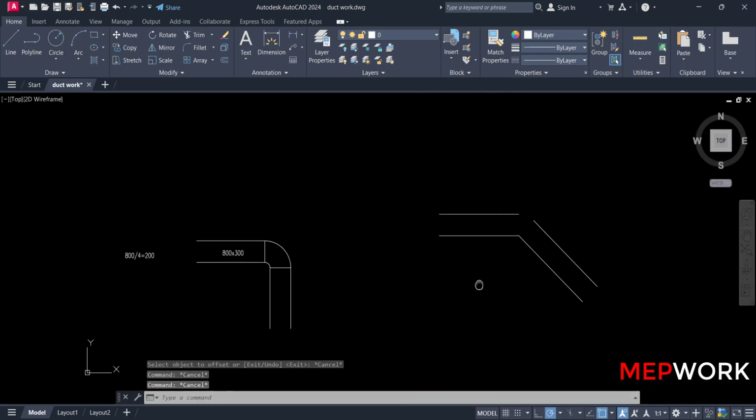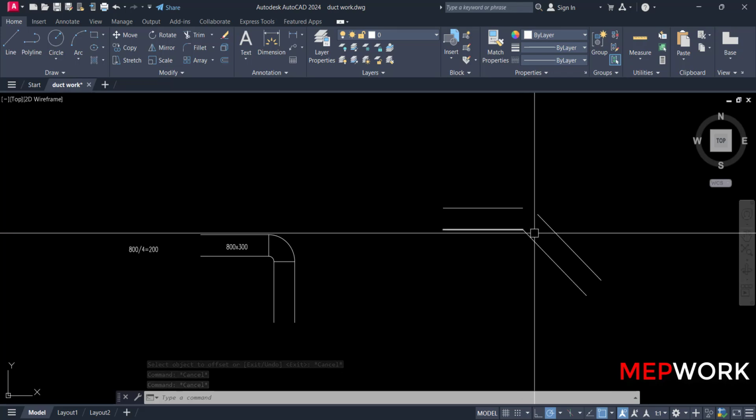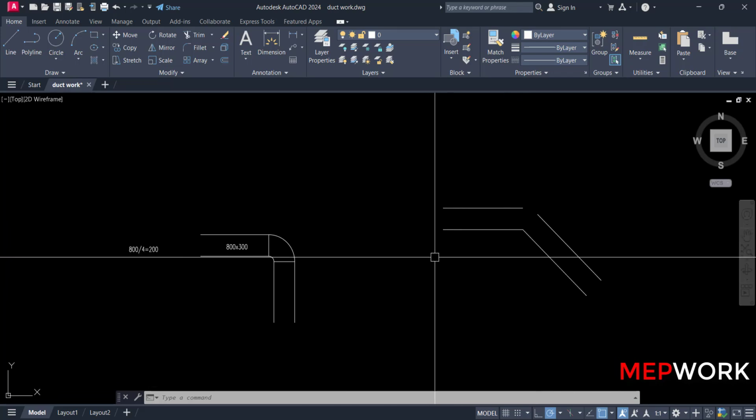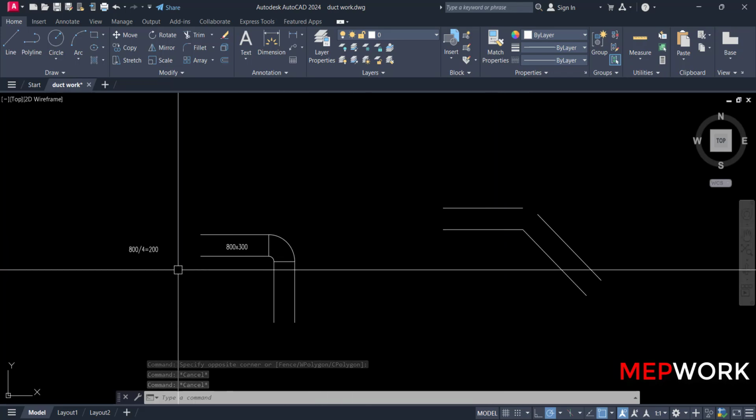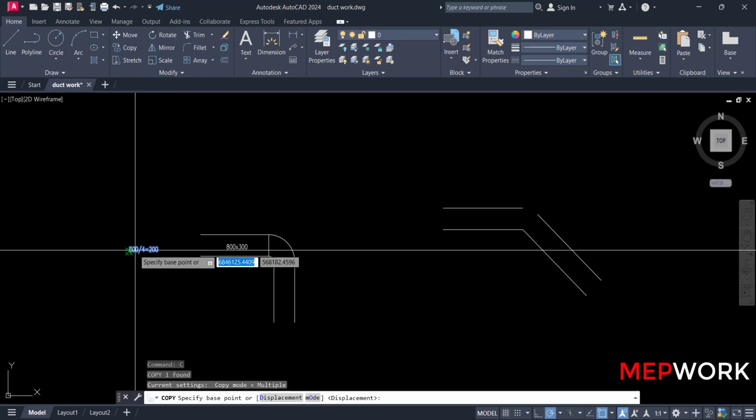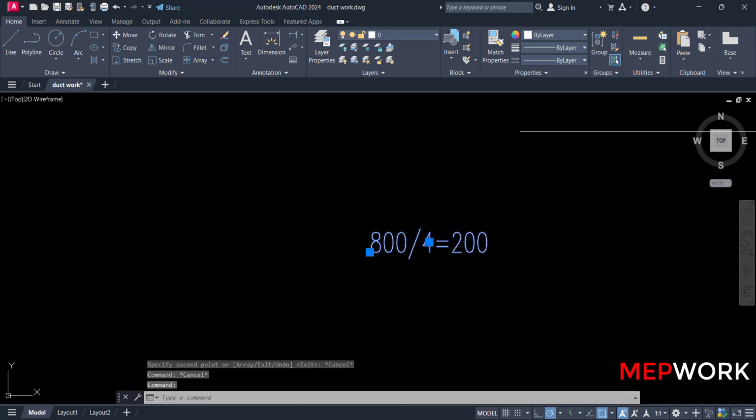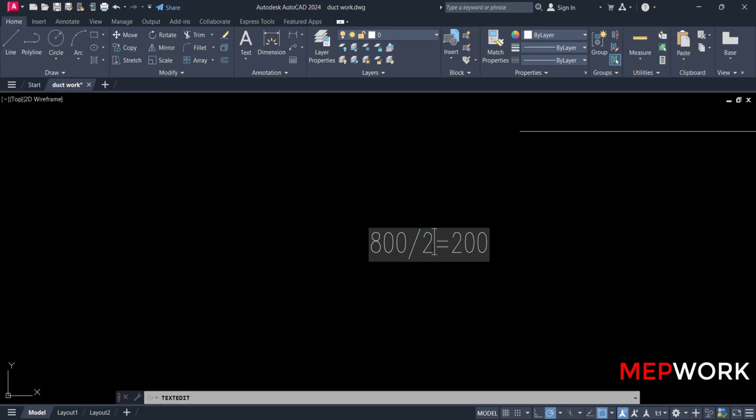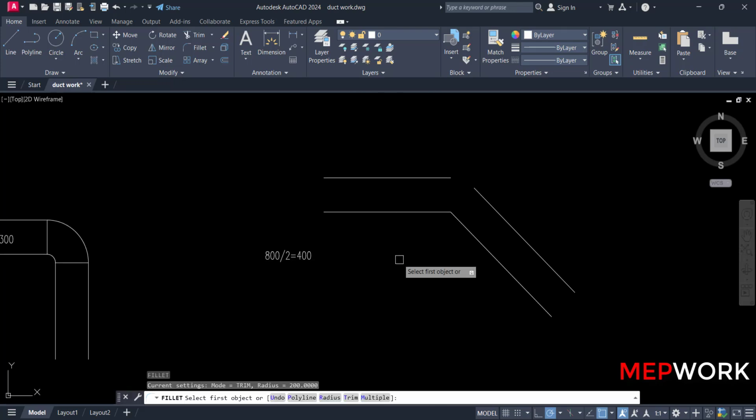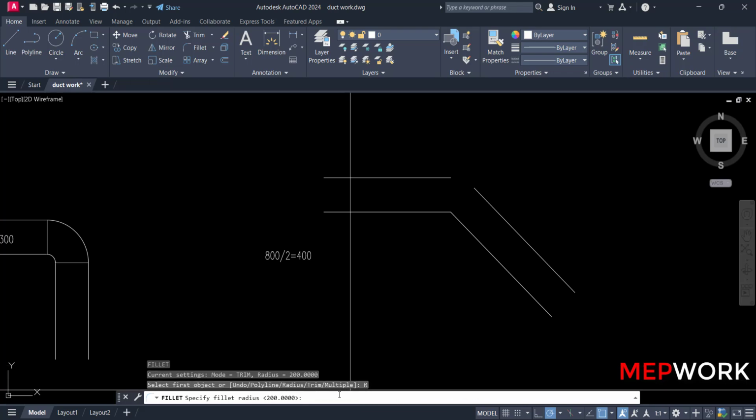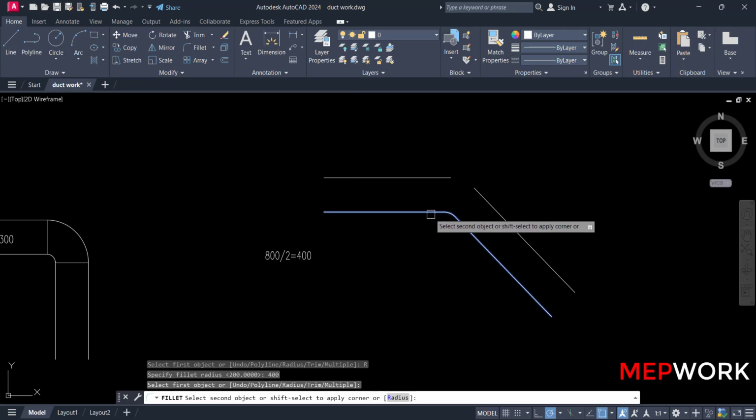The second step is to draw a fillet. The fillet radius in this case is the duct width divided by 2. So in this case, the fillet radius will be 400. So make a fillet and select radius, take it 400, select this line with this line.